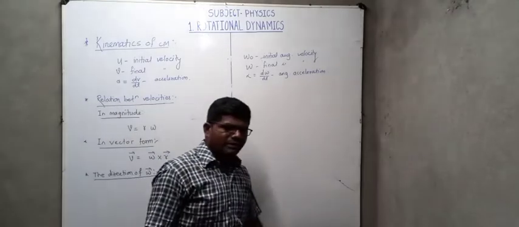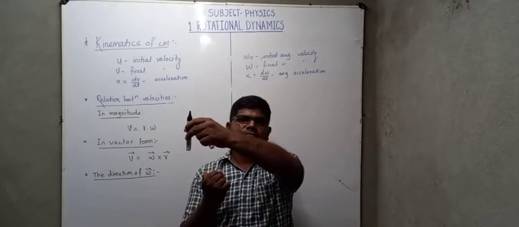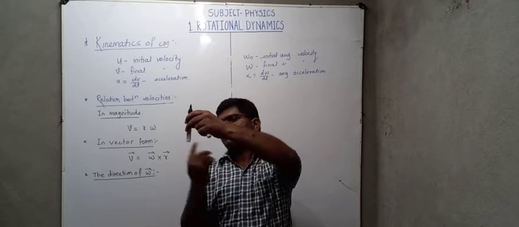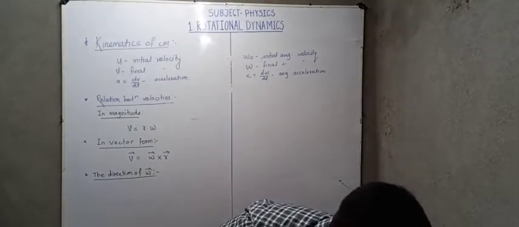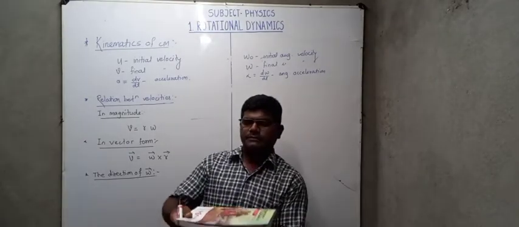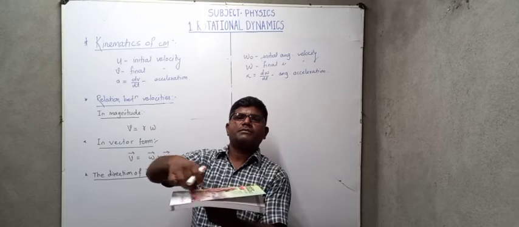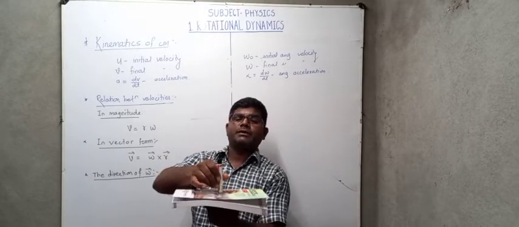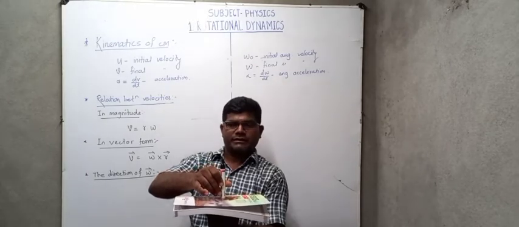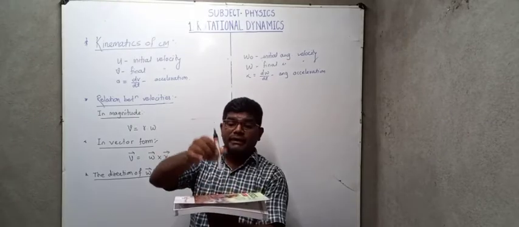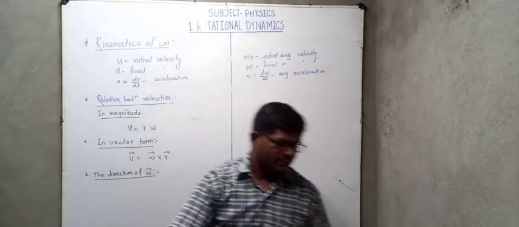The direction of omega bar is always perpendicular to the plane of paper on which the particle performs circular motion. Suppose this is a plane on which the particle performs circular motion, and this will be the direction of the angular velocity vector. That means the direction of angular velocity is perpendicular to the plane on which the particle performs circular motion.